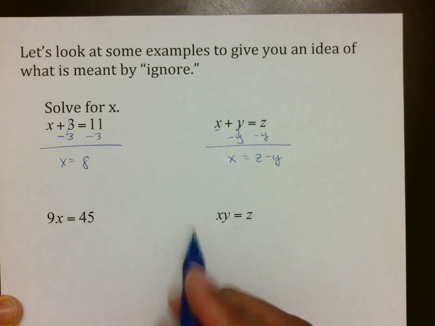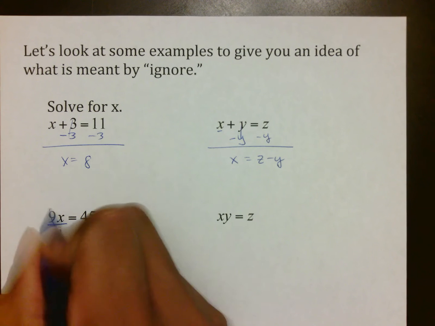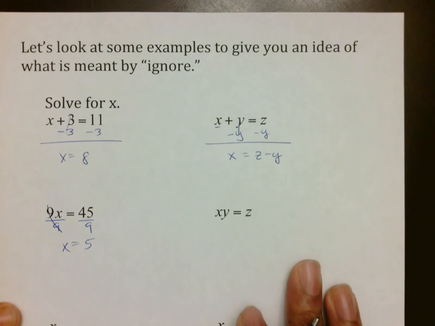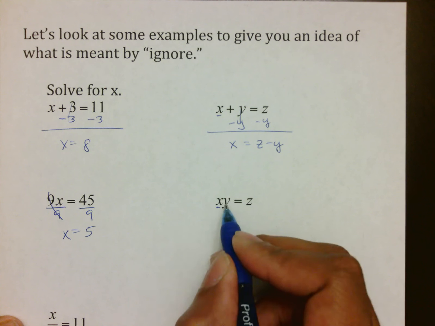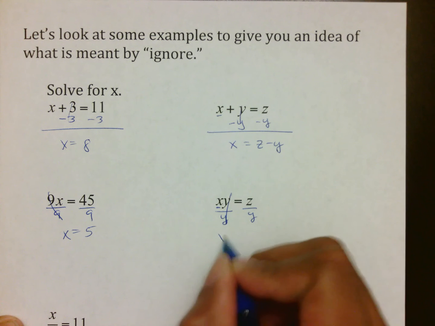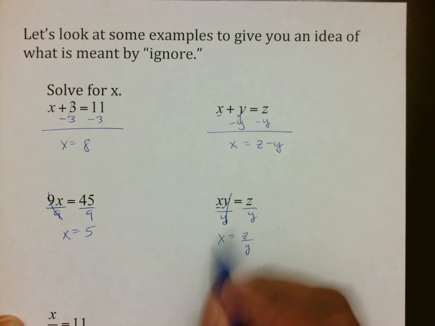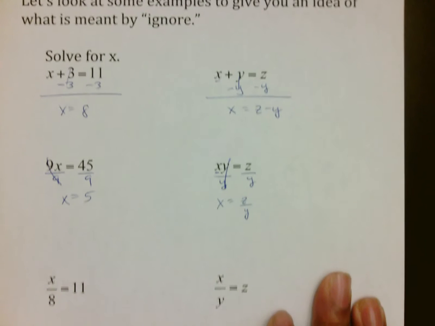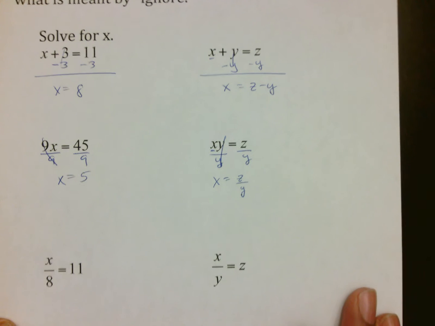When we saw 9x equals 45, we knew that we were supposed to divide by 9. The 9's canceled out, and 45 divided by 9 simplified to be 5. Same thing here. If I'm solving for x, that means I want x, I do not want y, which means I'm going to divide by y. The y's cancel out, and again, you cannot simplify that, and so your final answer is just z over y. That's all that happens. It's just that I can't go any further and make it a nice answer, so I just have to kind of leave it the way it was.